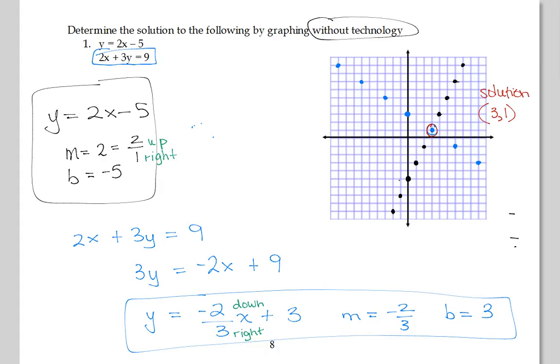So let's see if it works out. Let's use x is 3. In the first equation, 2 times 3 is 6. 6 take away 5, y is 1. It worked out. Try the second equation. Well, the second equation, if you put in a 3 for x, 2 times 3 is 6, and then put a 1 there. 3 times 1 is 3. So 6 plus 3 is 9. So it worked. That's all it is. Where the two lines meet.